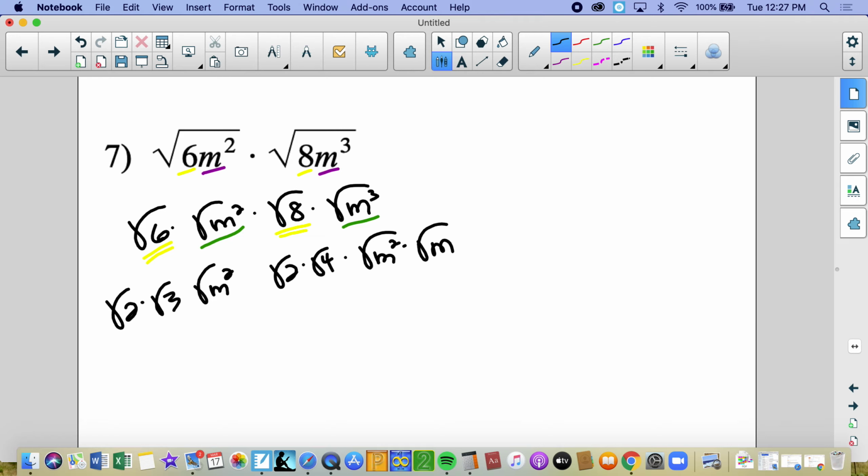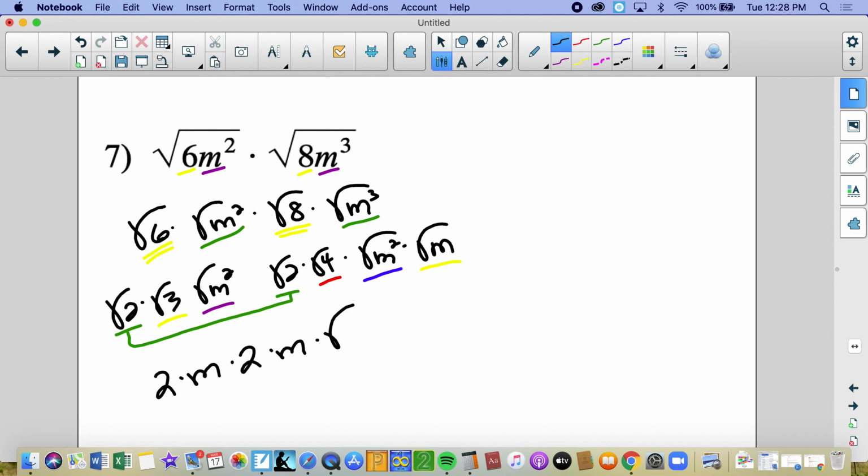So now let's start matching. And this is where your organization and keeping track of things matters. Rad 2 times rad 2 is going to give me 2. Rad 3, I can't match it up with anything. I have m squared, which is going to give me m. I have the square root of 4, which is 2. I have another m squared, which will give me another m. And then I have rad m. So rad m and rad 3 stay in the house. So I have rad 3 and rad m.